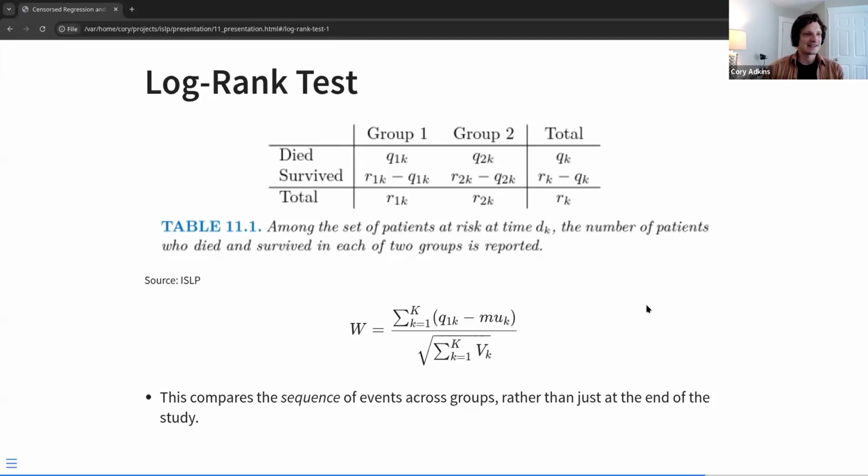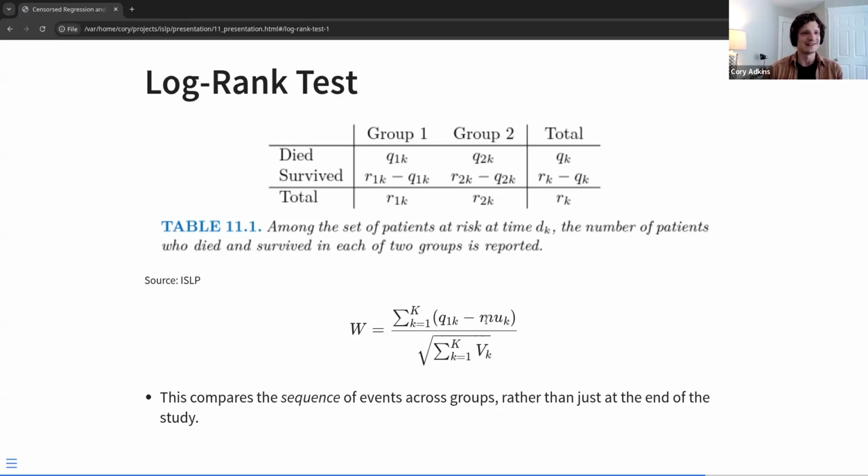But basically the core logic is the same, where you're trying to compare the sequence of dropouts across groups rather than just the point at the end. And I didn't dig into this as much as I wanted to, but you can see that essentially you're breaking out the parameters from the earlier equation by group.